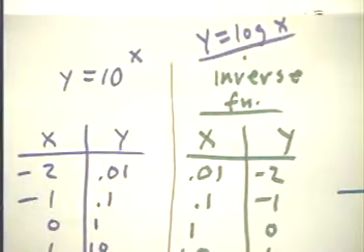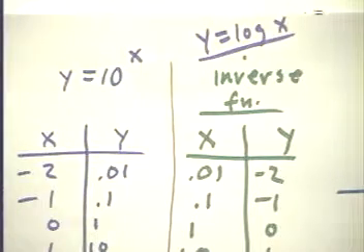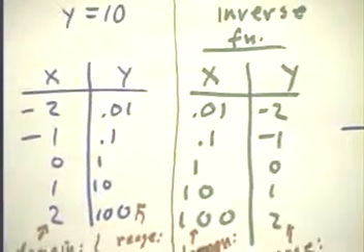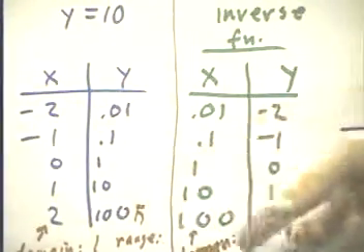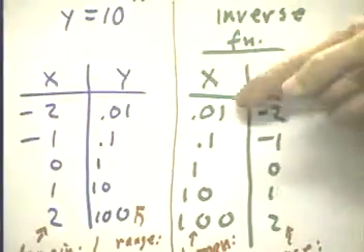It's instructive to graph these functions, the 10 to the x function and the log x function, to see how the graph of a function and its inverse compare. Notice that we've got a lot of big numbers on these graphs. We've got numbers like 100 here and 100 here, and small numbers, 0.01 here, 0.01 here.